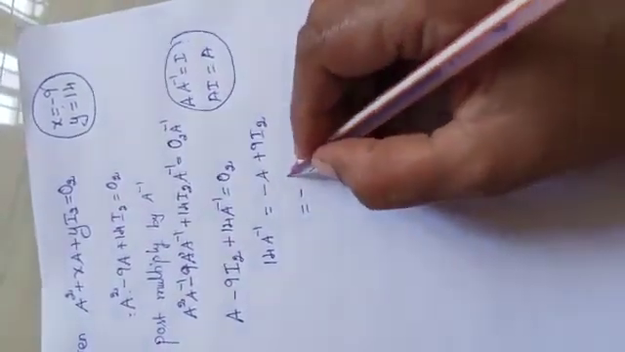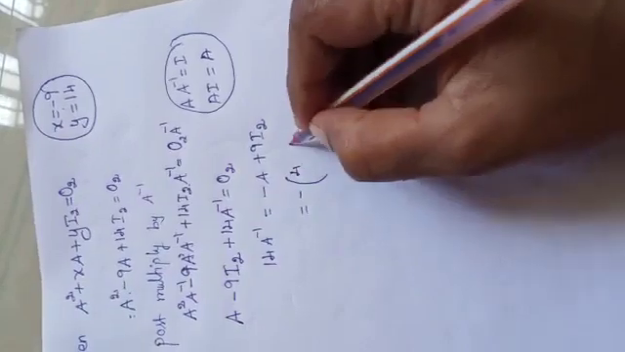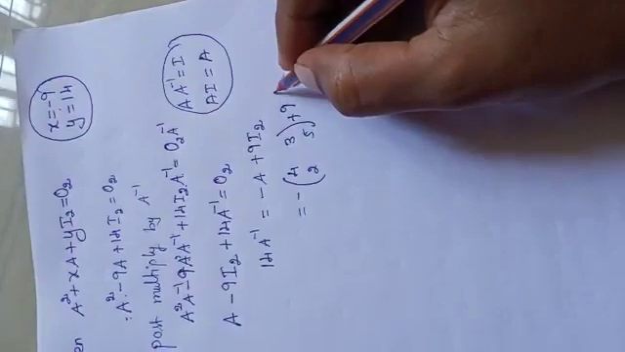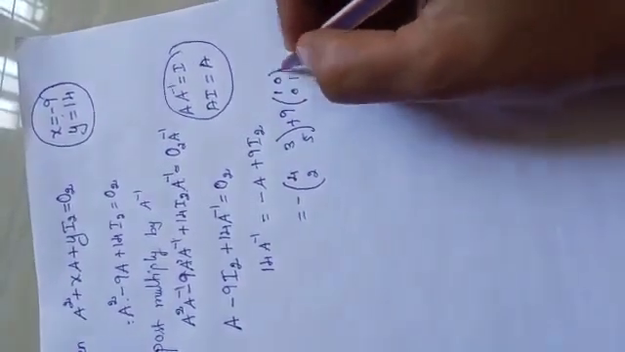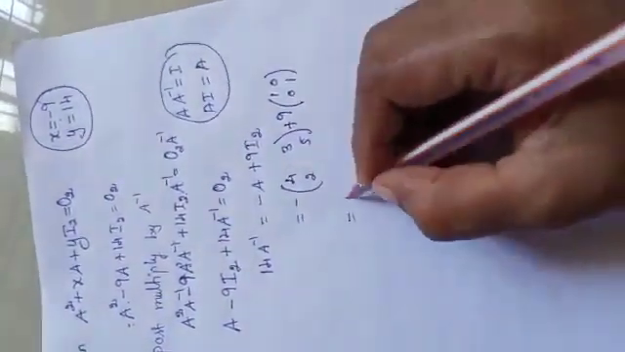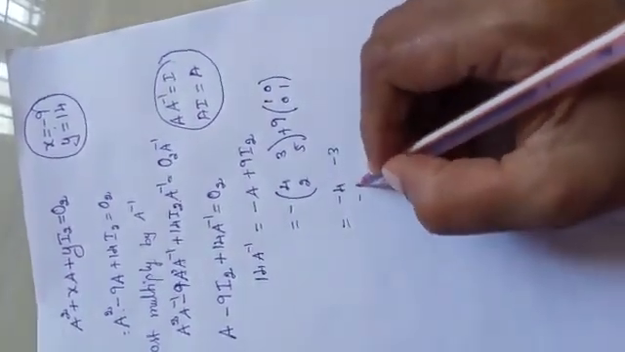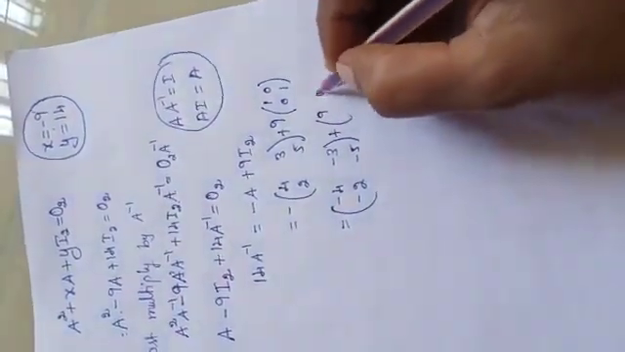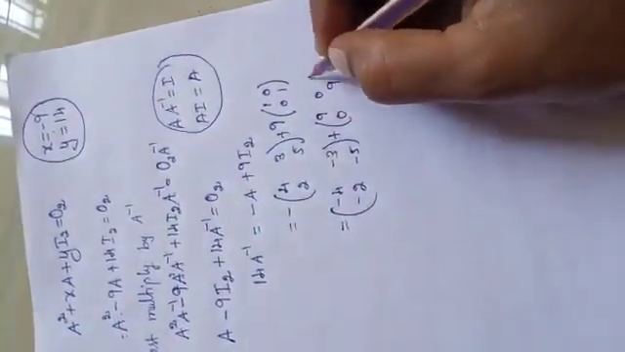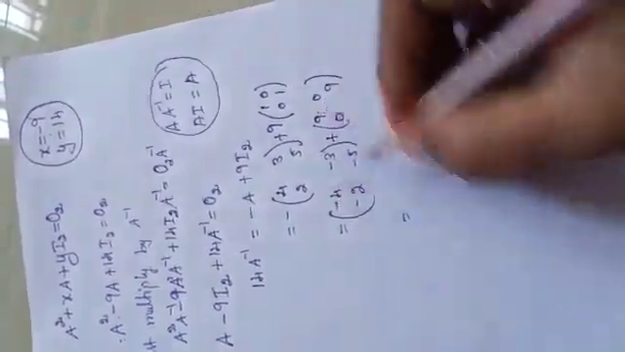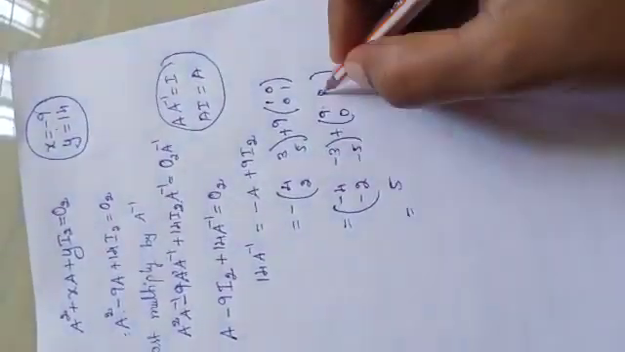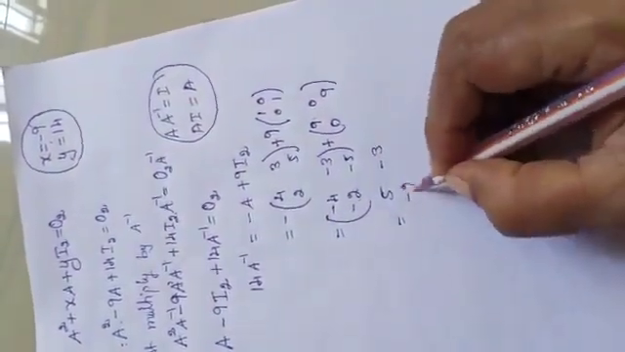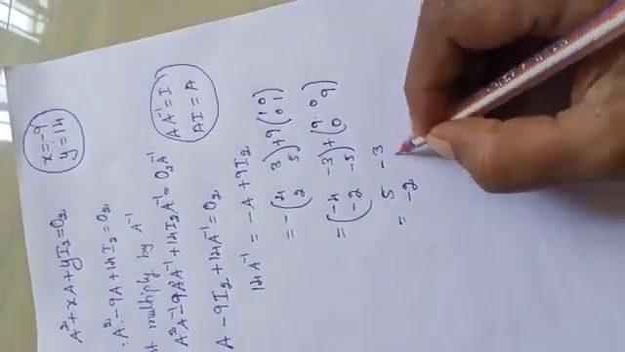Minus A, the value of A, what is A given? 4, 3, 2, 5 plus 9 into I2, 1, 0, 0, 1. See, minus 4, minus 3, minus 2, minus 5 plus 9, 0, 0, 9. Now minus 4 plus 9, 5, minus 3 plus 3, minus 2 plus 0, minus 2, minus 5 plus 9.